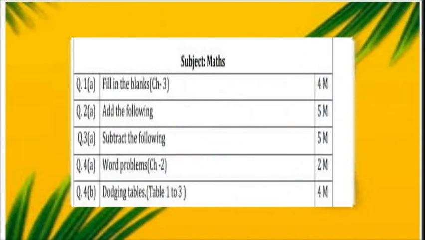Let me introduce first with paper style. Question 1. Fill in the blanks from chapter number 3. Question 2. Add the following. Question 3. Subtract the following. Question 4a. Word problems from chapter 2. Question 4b. Tables from table 1 to 3.